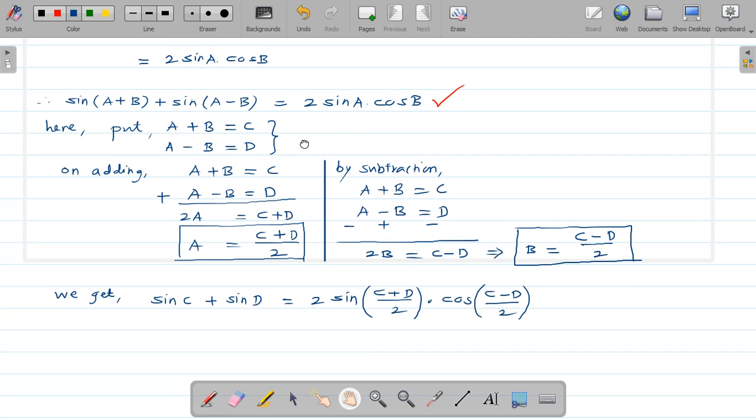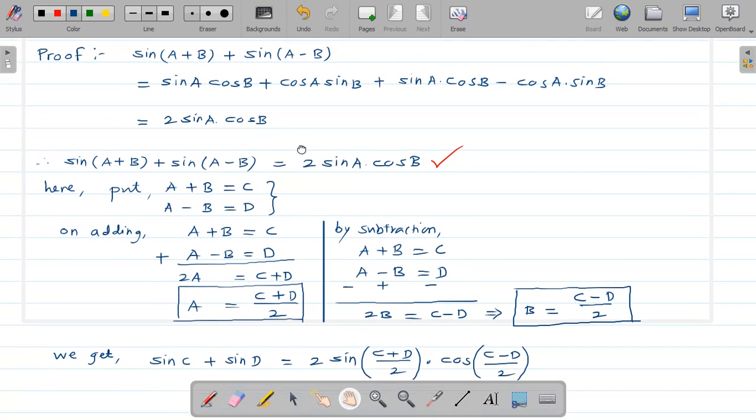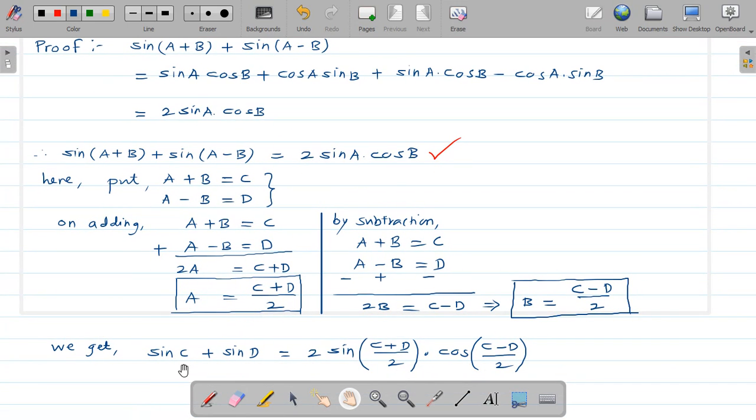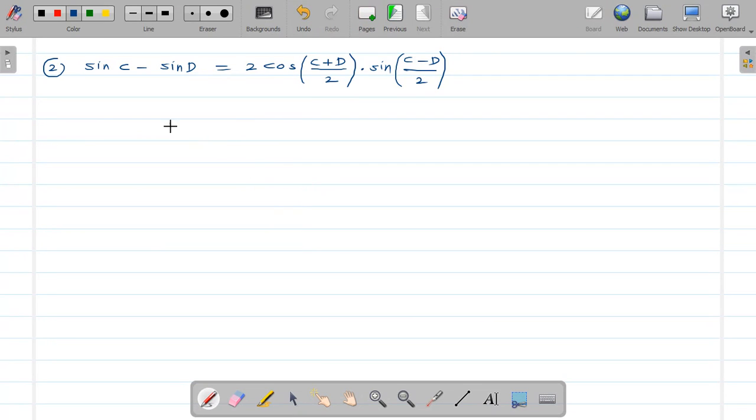So factorization formula means it is just the addition of two compound angle formulae. Then you will get the first factorization formula. Now see the next factorization formula, that is sin c minus sin d is equal to 2 times cos (c plus d) upon 2 into sin (c minus d) upon 2.